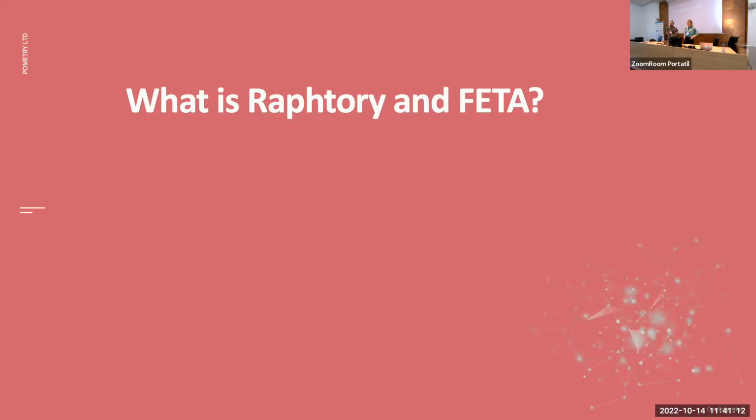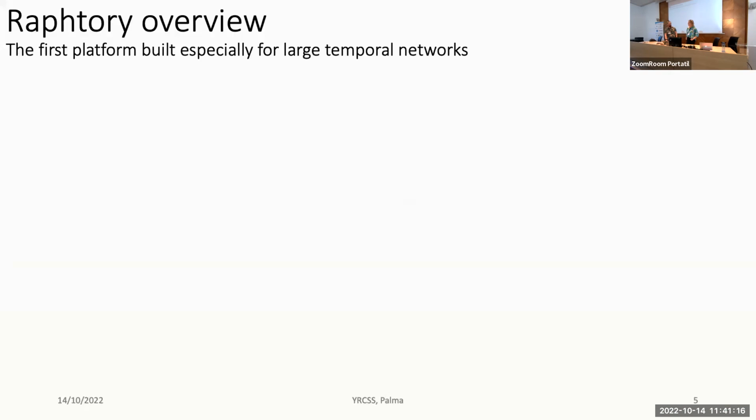To kick off, we can go over a little bit of what Raphtory and FETA are, or were. As an overview of Raphtory, it was the first platform to be taken a bit further to build large temporal graphs. The first component we were interested in is being able to attach data from anywhere and pull data into a graph model. This could be local data you have on your laptop, maybe some CSVs, a database, etc. Or it could be something up in the cloud, maybe an S3 bucket.